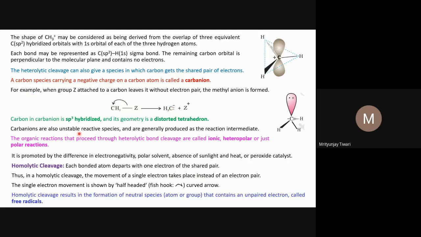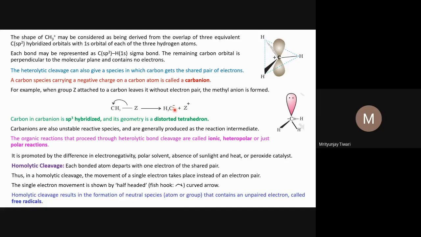So carbon in carbanions, since the octet of this carbon is complete, another thing that we can see here is this carbon has 3 sigma bonds, the 3 CH sigma bonds. All these bonds are sigma bonds, and it also has a lone pair, because 1 electron of this carbon atom itself is not taking part in bonding, and 1 electron is obtained as an extra electron from the Z atom in the heterolytic cleavage. That's why it obtained a negative charge. So it has 2 electrons as a lone pair.